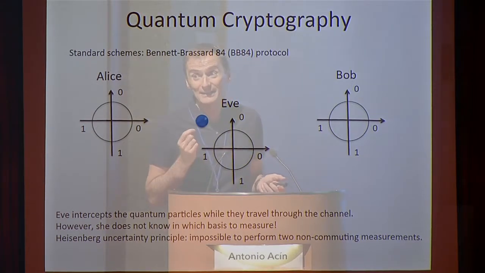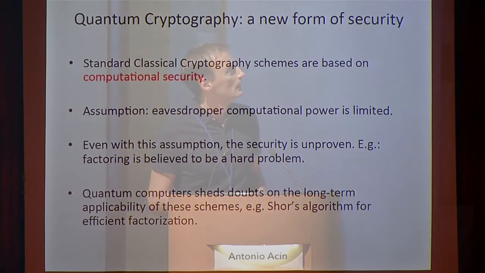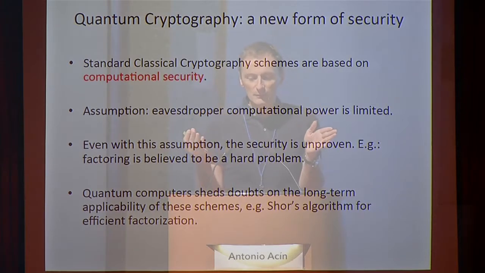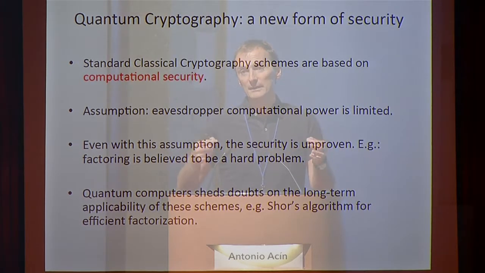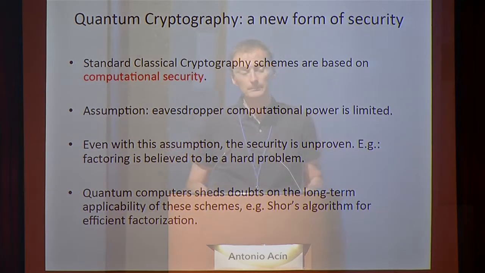And this is why I can say that it's a secret key, because the enemy cannot read the information. Okay, so I hope more or less you understood the idea. Quantum cryptography, in this form, is the Heisenberg uncertainty principle in action. You just exploit this principle.